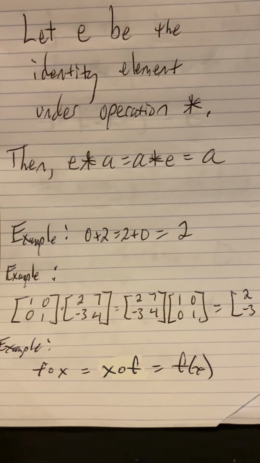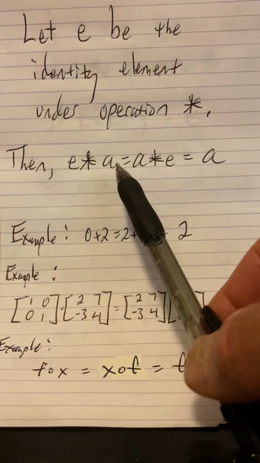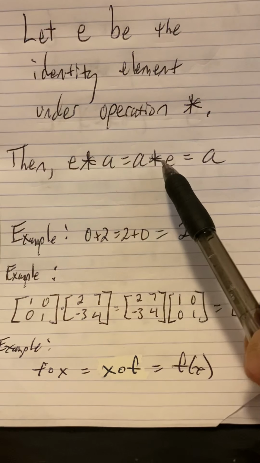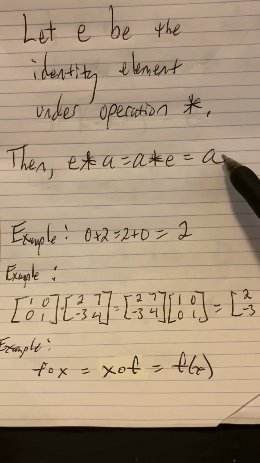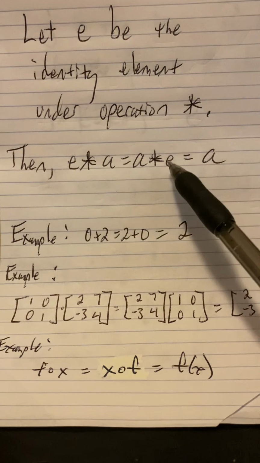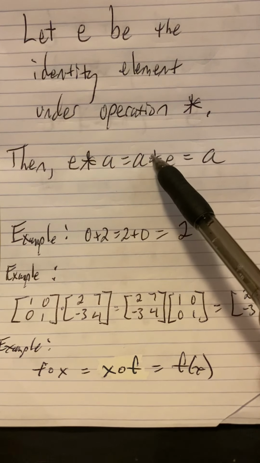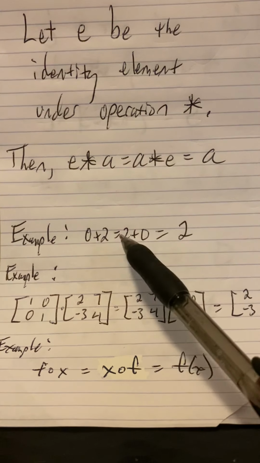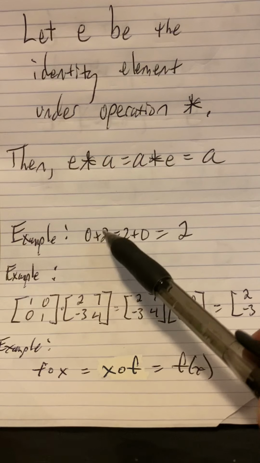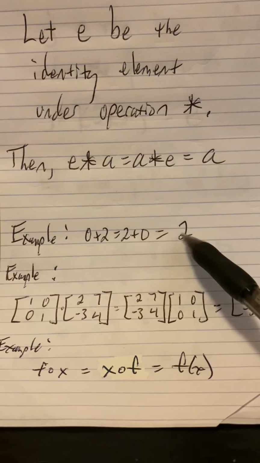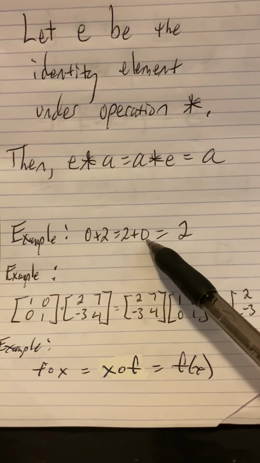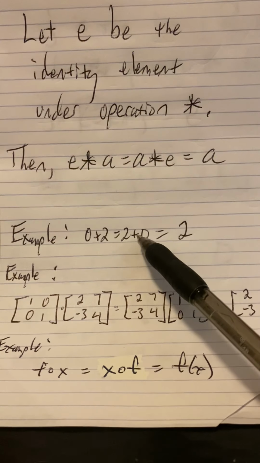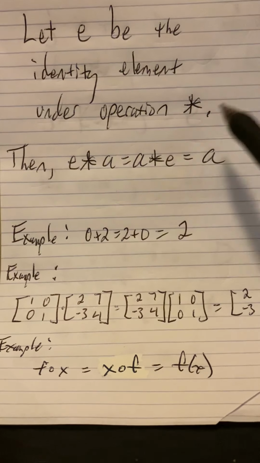Call it star. Well, then E star A is the same thing as A star E, and it always gives us out A. So E is an identity element if you do the operation and it doesn't change the other element. So an example from addition is 0 plus 2 is the same as 2 plus 0, which gives us 2. So therefore 0 is the identity element of addition. You guys are familiar with this.